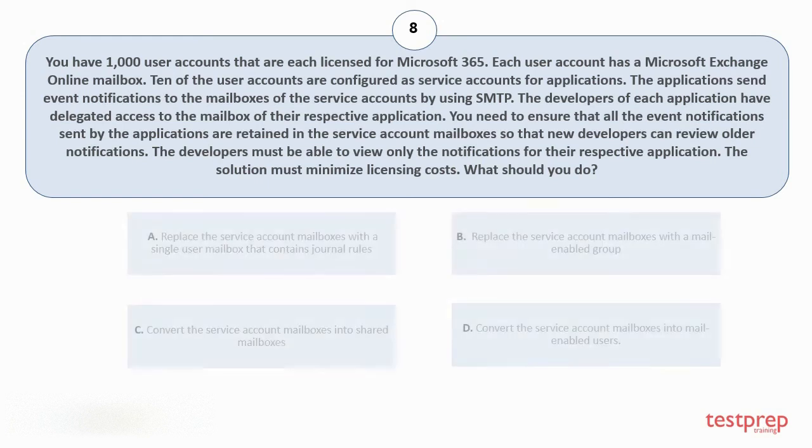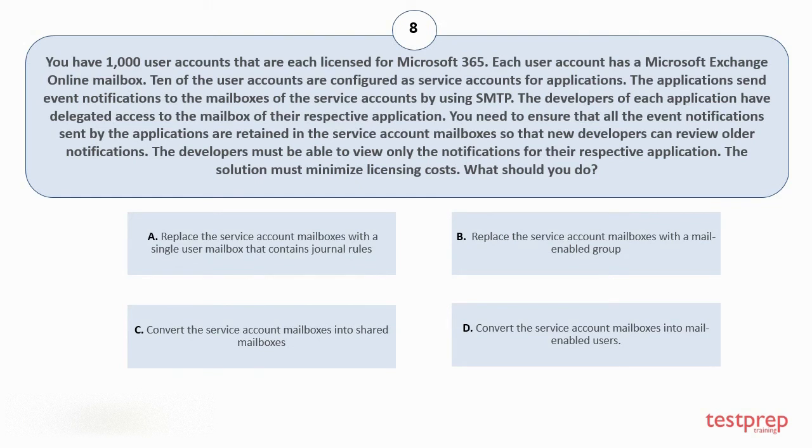Your options are: A. Replace the service account mailboxes with a single user mailbox that contains journal rules. B. Replace the service account mailboxes with a mail-enabled group. C. Convert the service account mailboxes into shared mailboxes. D. Convert the service account mailboxes into mail-enabled users. The correct answer is option C.